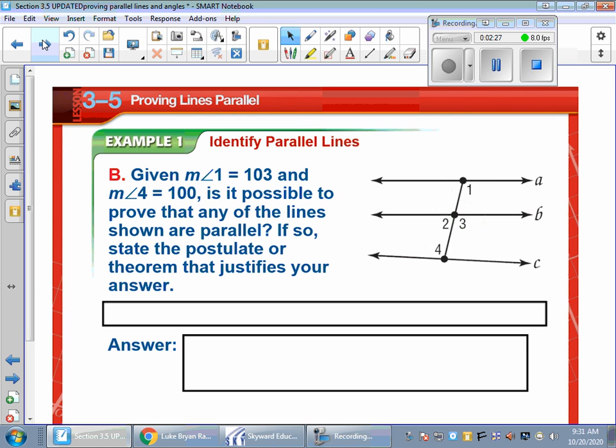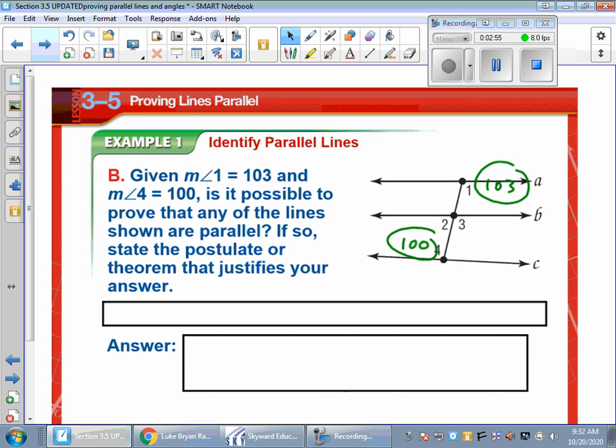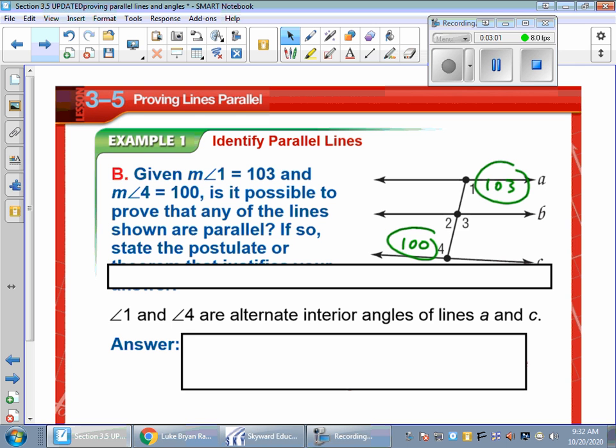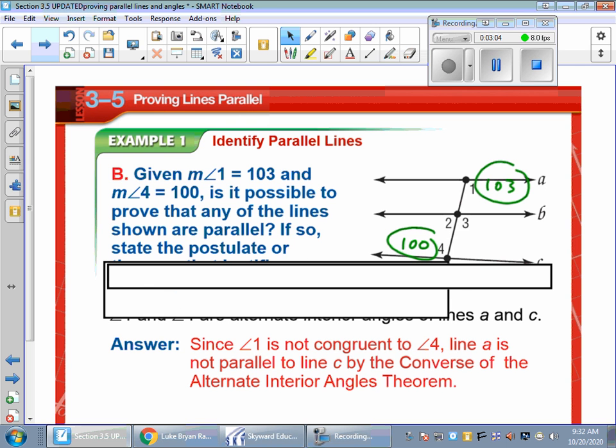So next slide here says given the measure of angle 1 is 103, so angle 1 you can write in 103. Angle 4 is 100. So then we want to know, do we have parallel lines? What we look for is what type of angles are these? Well, these are called alternate interiors, and alternate interior angles have to be congruent in order to have parallel lines, and you can see they are not congruent since one's 103, one's 100. So in our specific answer here, they are alternate interiors, but they are not congruent, so we do not have parallel lines.